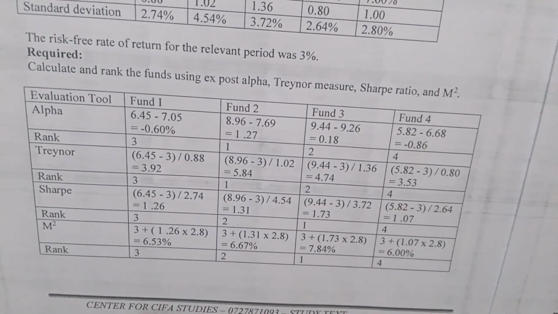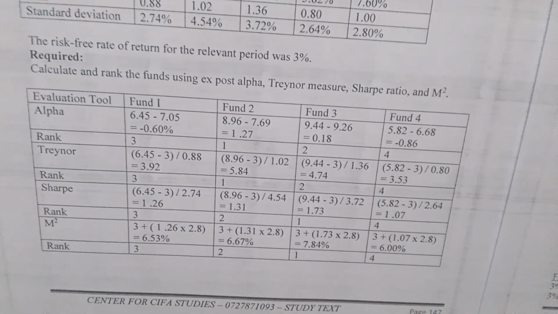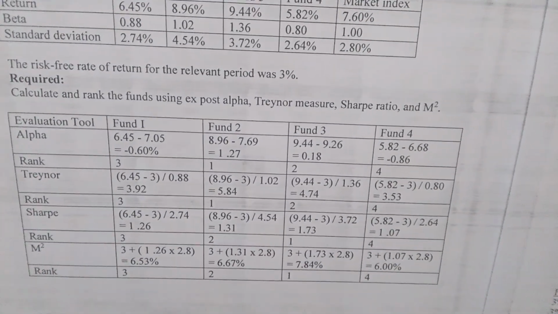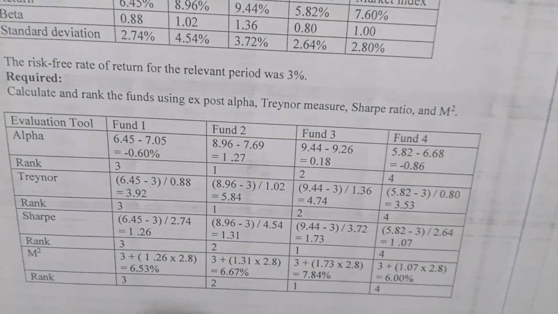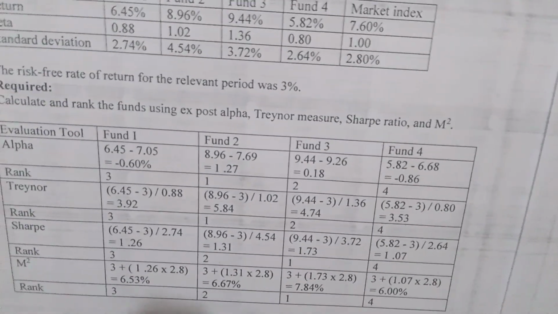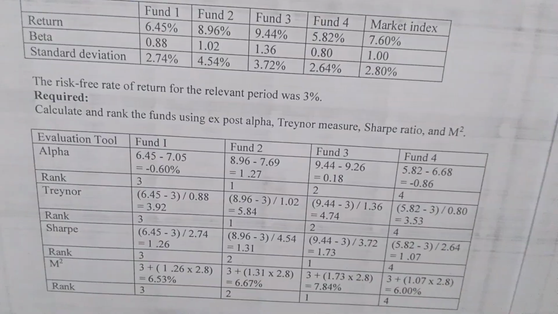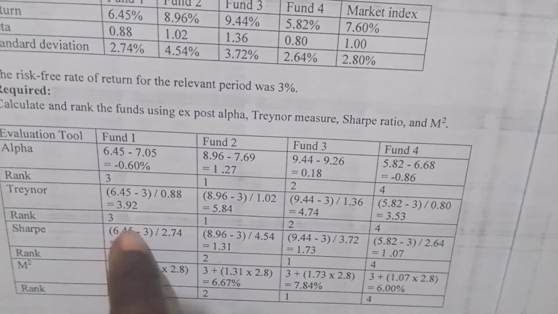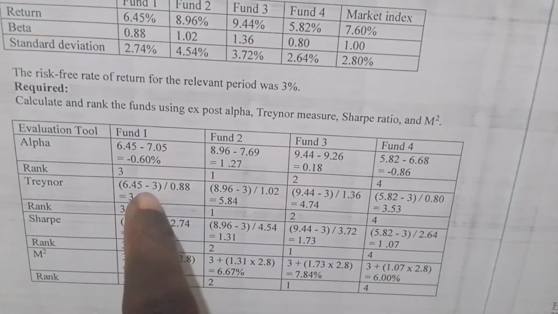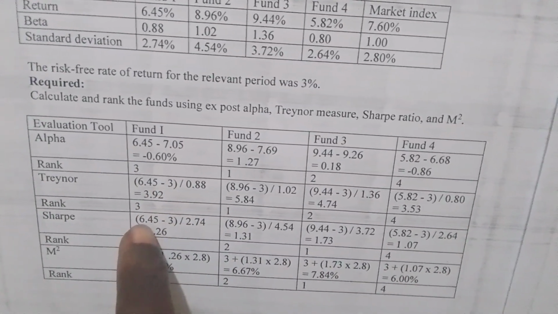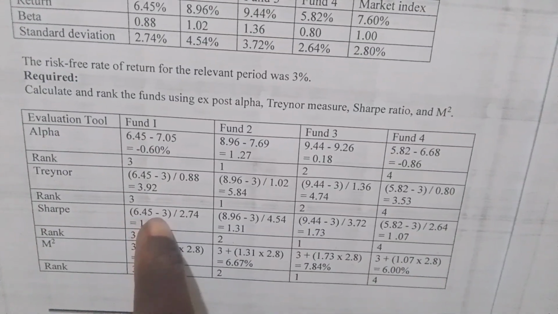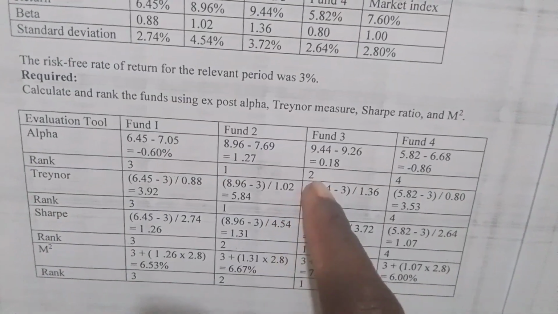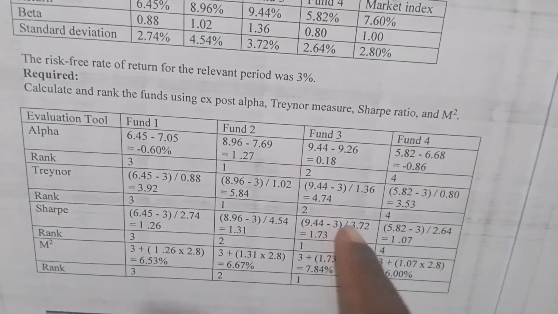That's Treynor's. We go to Sharpe's. We have said the difference between Sharpe's and Treynor's is only with the denominator. Whereas with the Treynor's, we divide by beta factor, with Sharpe's, we divide by the standard deviation. So basically, the numerators will be the same. As here you can see 6.45 minus 3, 8.96 minus 3, 9.44 minus 3, they are the same.